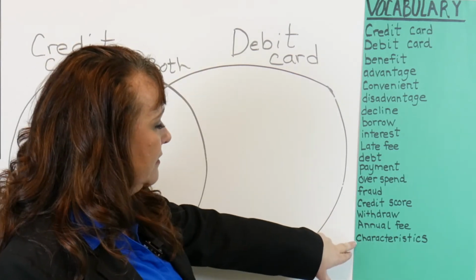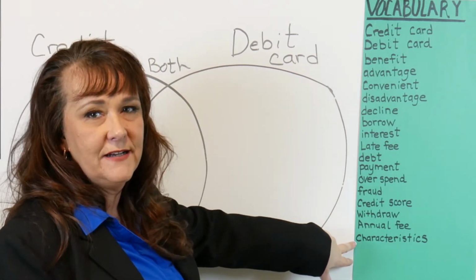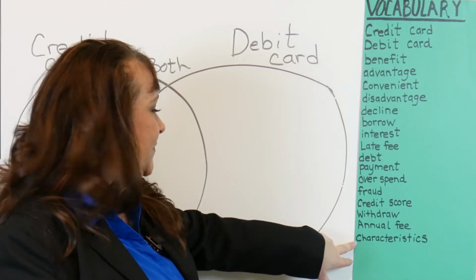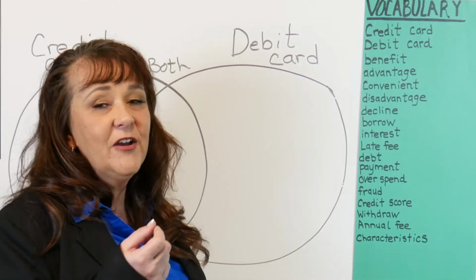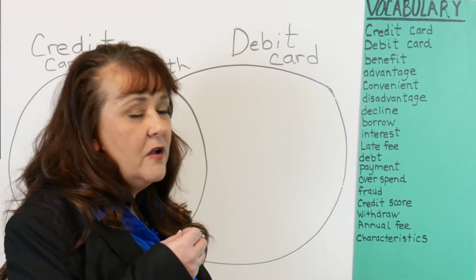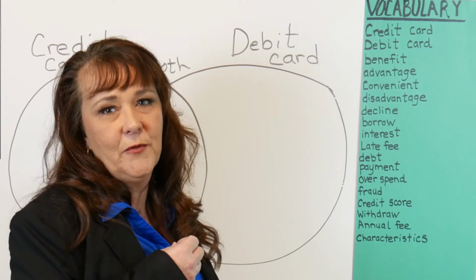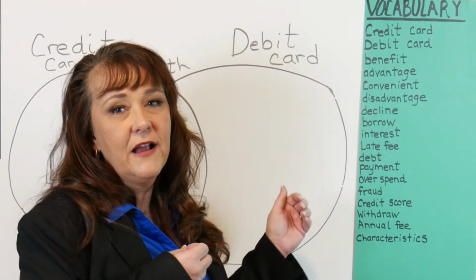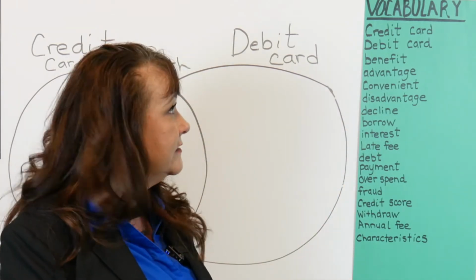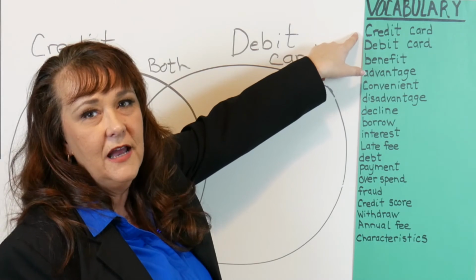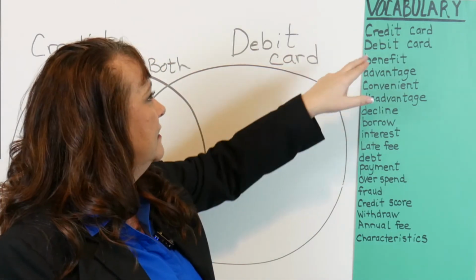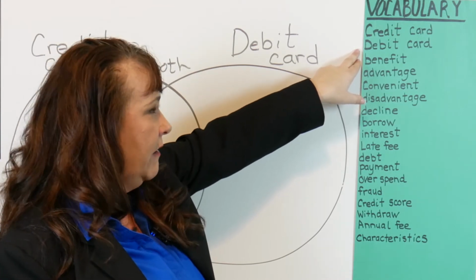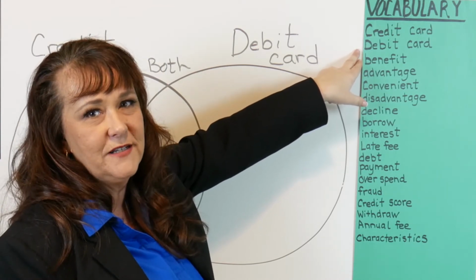And the last word is characteristics. You try. Characteristics. Characteristics are qualities or things that give you more information about something. In this case, we will be talking about the characteristics of a credit card and the characteristics of a debit card. So let's talk now about some of those characteristics.